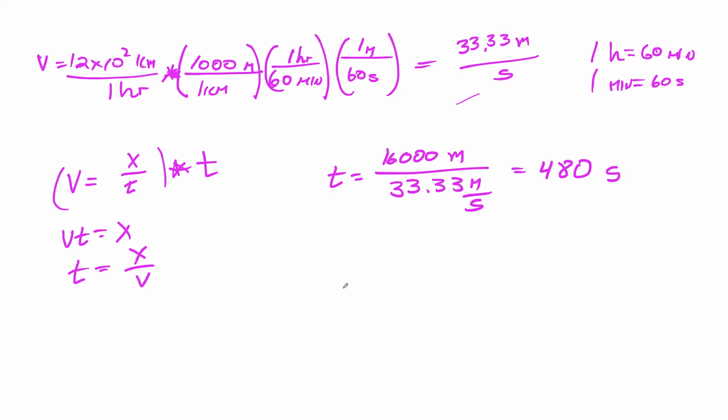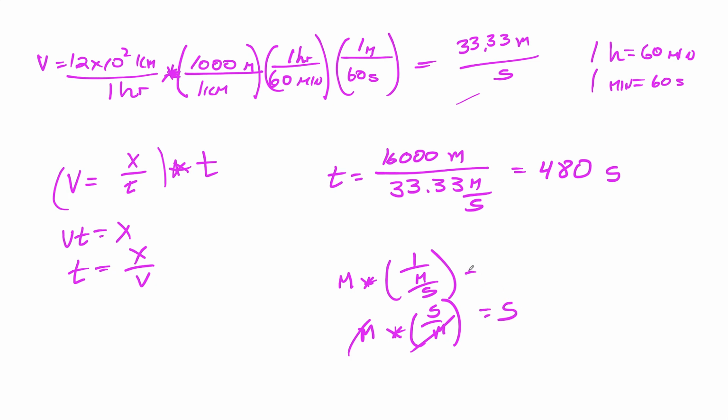Now, how do I know that this is time? Let's look at the unit analysis. I got meters times 1 divided by meters per second. That's the same thing as meters times seconds over meters. Meters cancel, and that gives me seconds, which is what we have here. So this is going to be the right answer. The answer is 480 seconds.